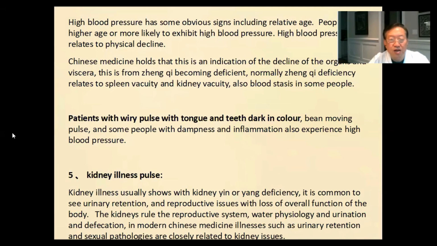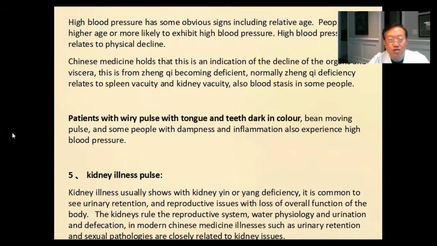High blood pressure has some obvious signs, including relative age. People of a higher age are more likely to exhibit high blood pressure. High blood pressure relates to physical decline. Chinese medicine holds that this is an indication of the decline of the organs and viscera. This is from zhengqi becoming deficient.